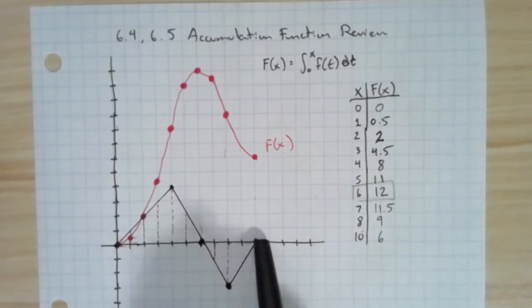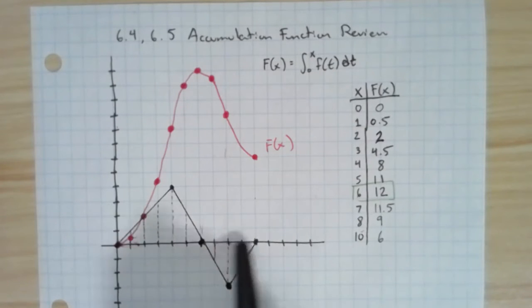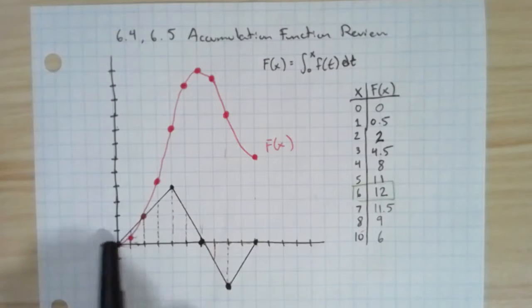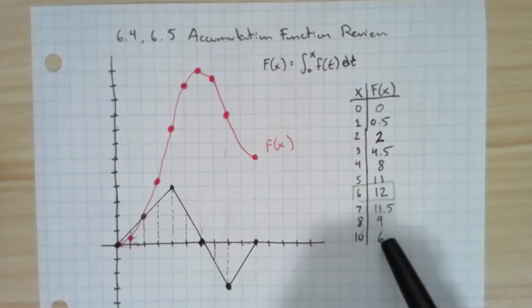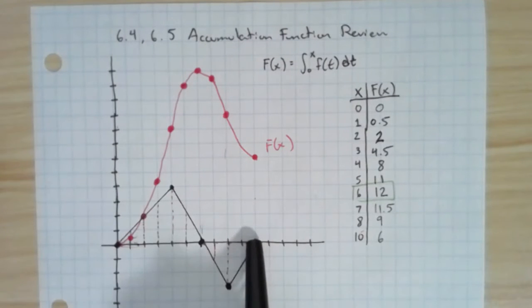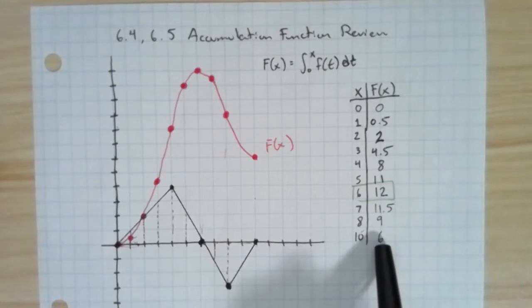When you go all the way to 10 though, when you find the area of this triangle here, you find the area of this triangle to be 6. The area of this triangle here was 12, so 12 minus 6, you get 6. So the accumulation of the area from 0 to 10 is 6.